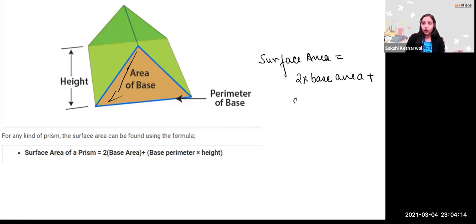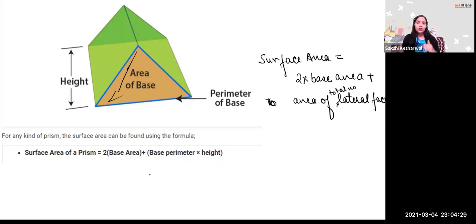Plus the area of the total number of lateral faces, right? So we can say like this, you can count one by one also, and you can just do the formula, how the formula works on it, right? So what does the formula say? You know what is the area of a triangle. Area of a triangle is half into base into height.